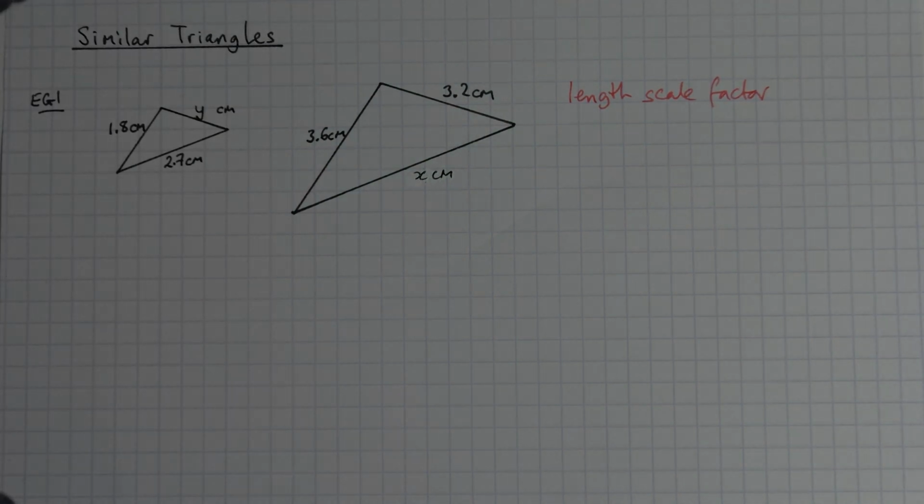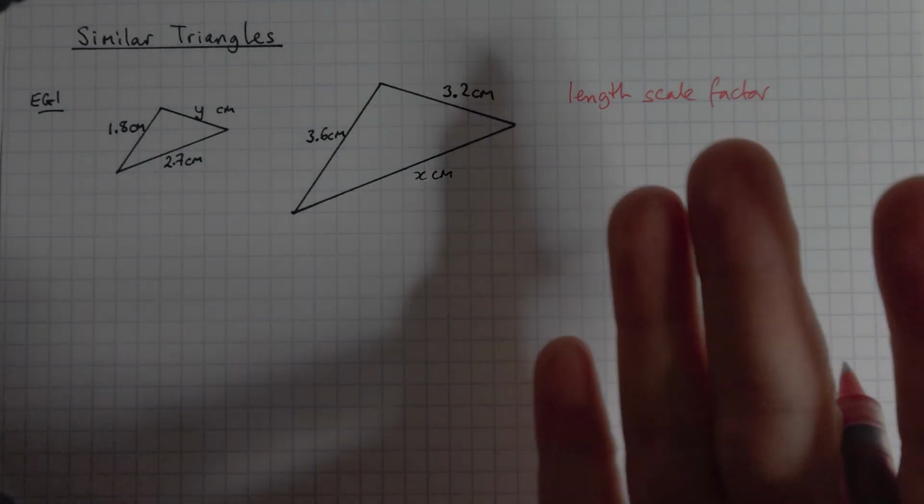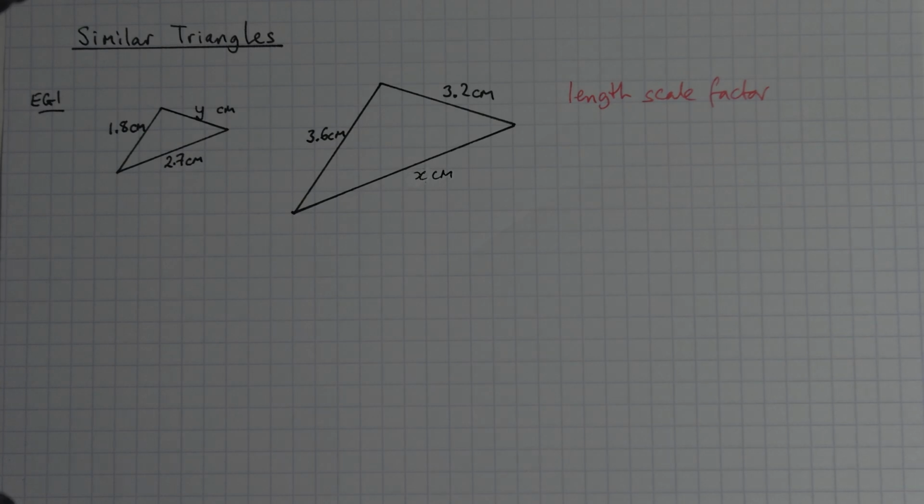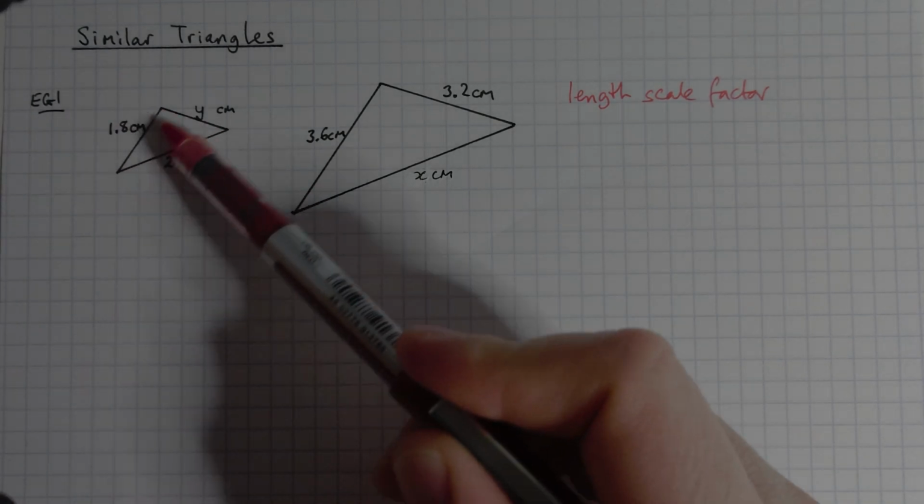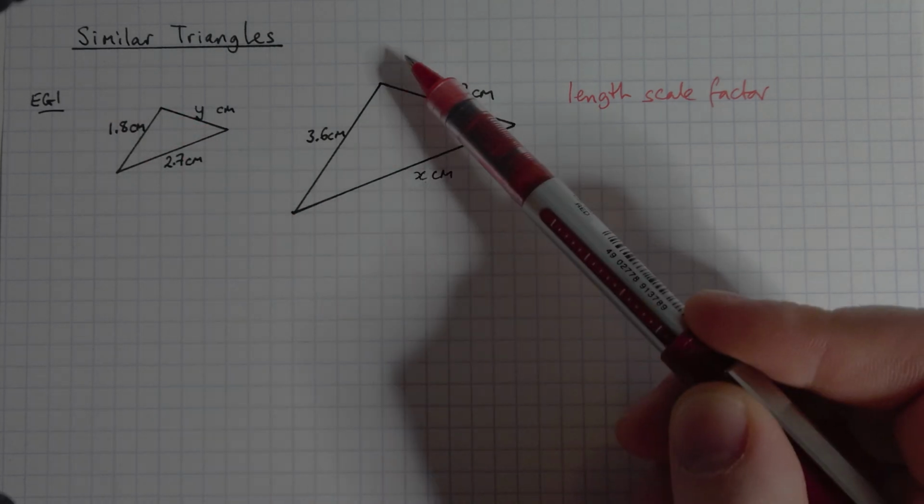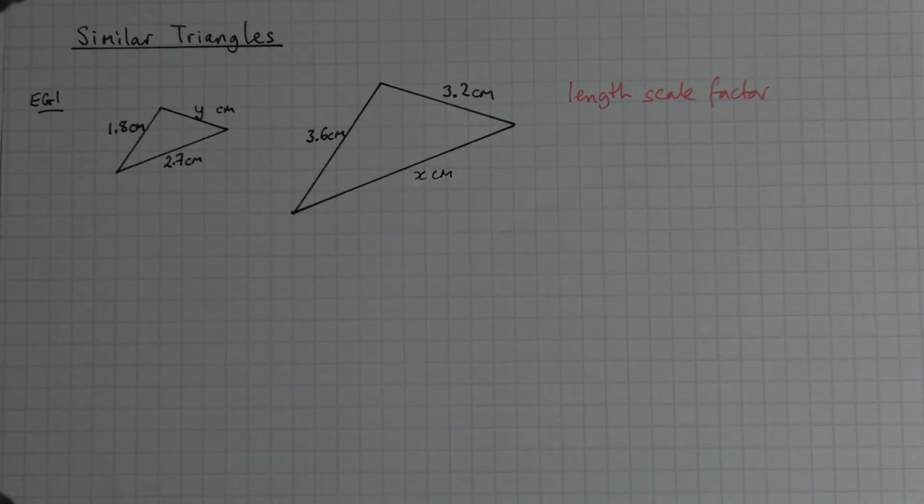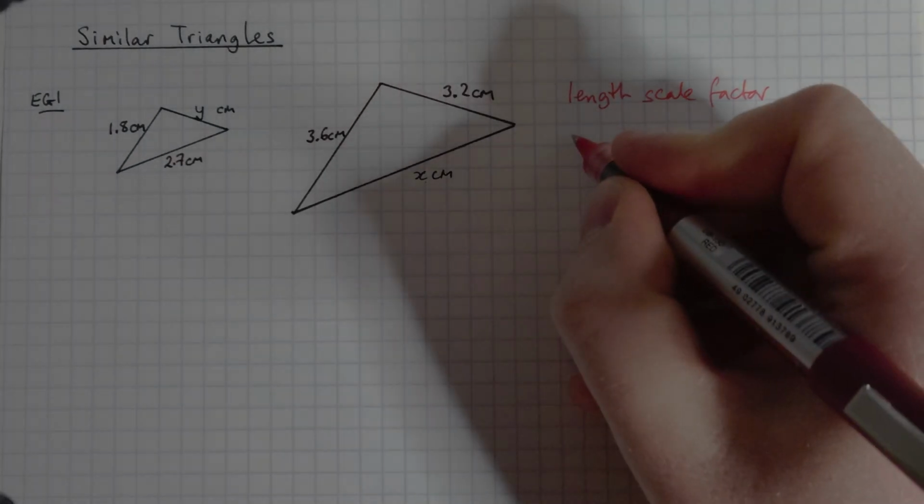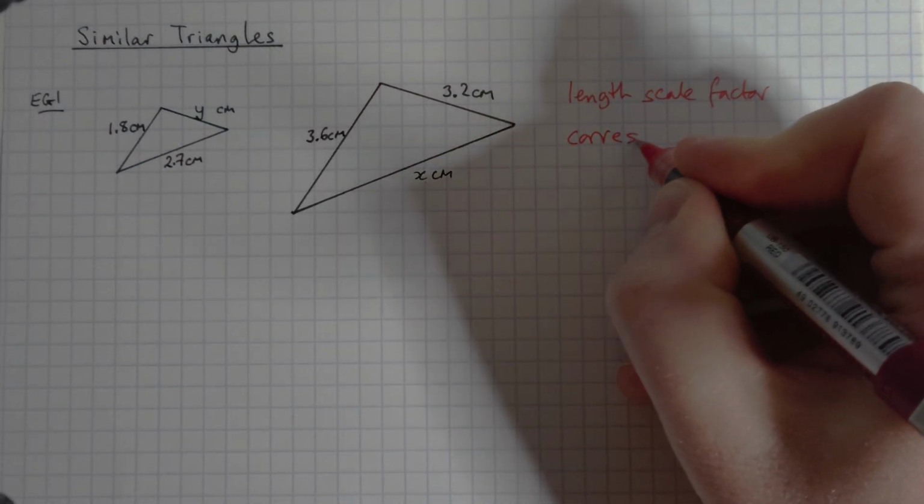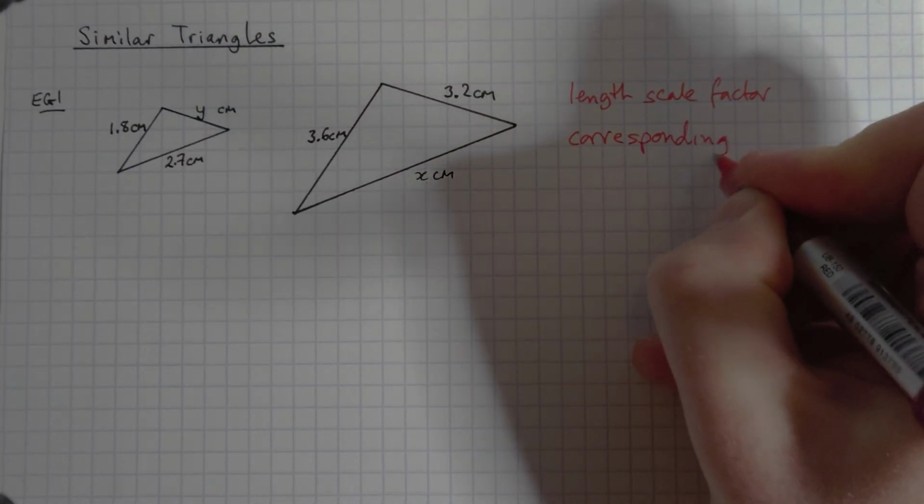And that simply is how many times larger. So what do you multiply the lengths by? How many times larger are all the lengths on the right triangle than on the left triangle? Now you're supposed to realise that they kind of match up. We call these corresponding sides. So the 1.8, when you enlarge it, becomes 3.6. So the 1.8 and the 3.6 are what we call corresponding sides. That's a special word, I'll put that there as well. Corresponding sides.